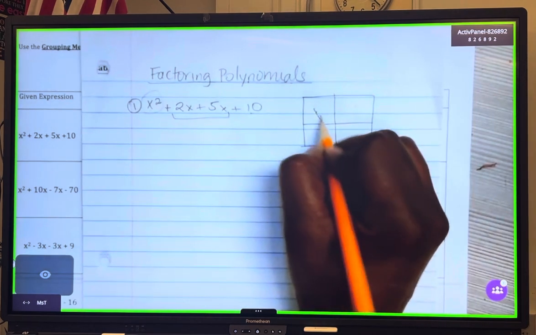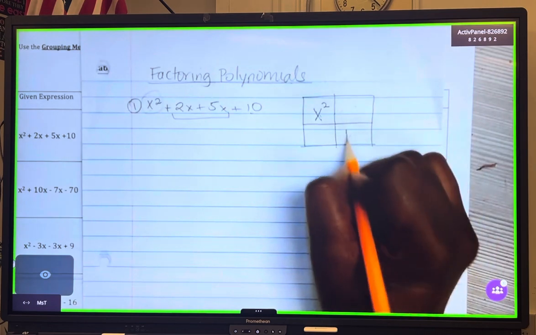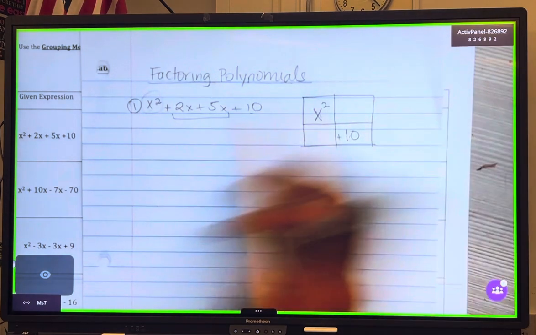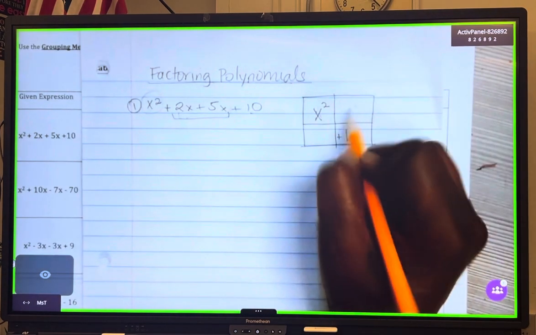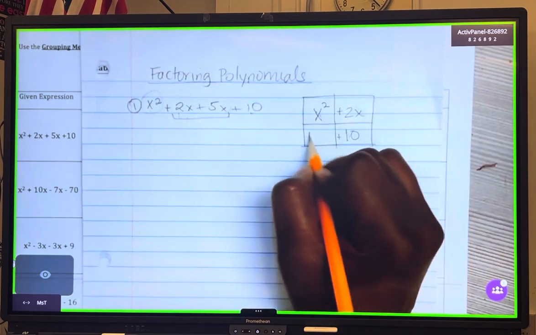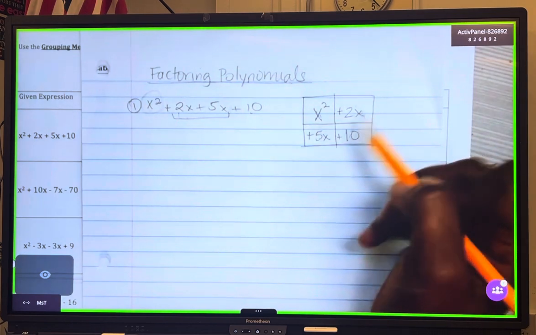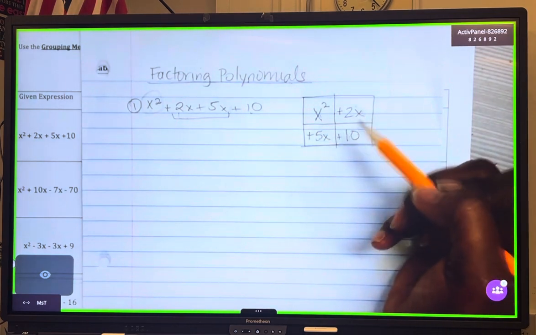So this is going to be x squared. What's going to go in my last box? Positive 10. And then since they already gave me 2 terms, I can just put them here. It doesn't matter which one you put where. Positive 2x, and positive 5x. Could you have put positive 5x here? Yes. And the 2x here? Yes. It doesn't matter where you put the 2 in the middle.